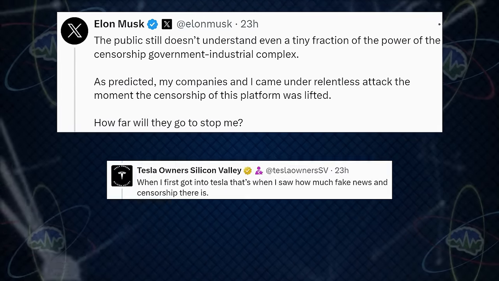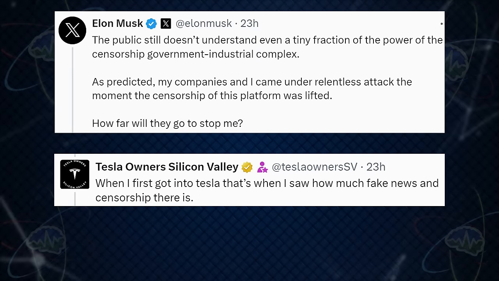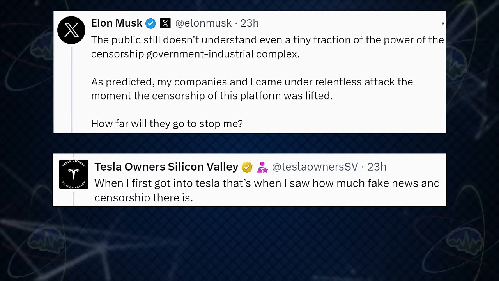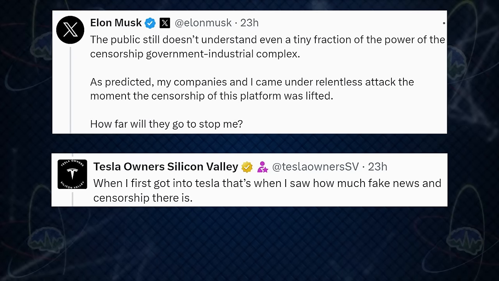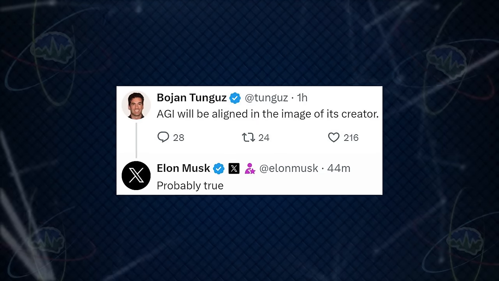And Tesla owner Silicon Valley says, "When I first got into Tesla, that's when I saw how much fake news and censorship there is. And I can't agree with that sentiment more at all." And Elon said, "Yeah, it's insane." Bojan says, "AGI will be aligned in the image of its creator." Elon said, "Probably true."